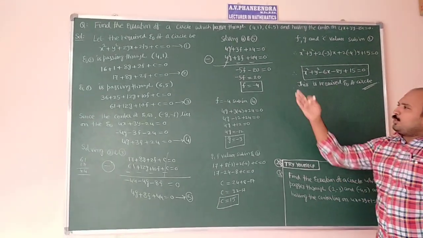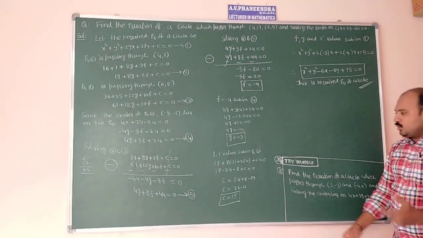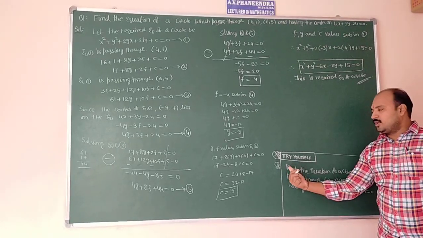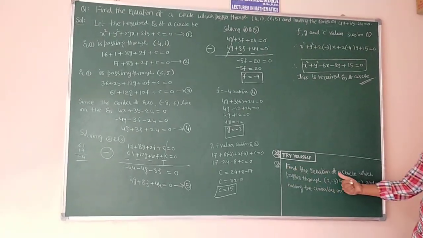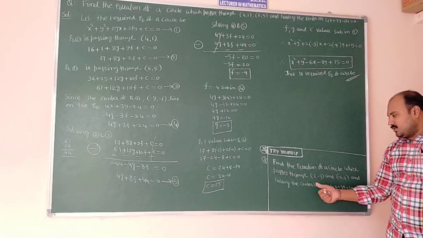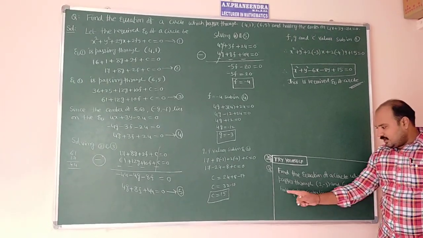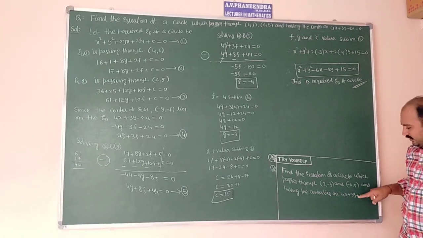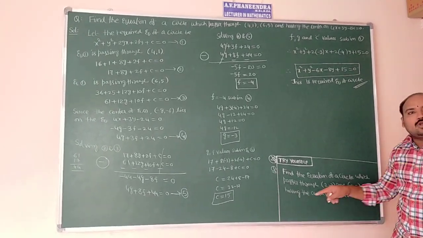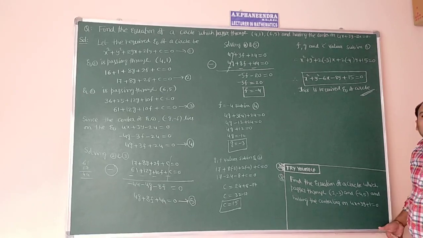After that, same procedure you have to follow and do that question as a homework. Find the equation of circle which passes through the points 2, minus 3 and minus 4, 5 and having the center lies on 4x plus 3y plus 1 equal to 0. This problem also you have to try.